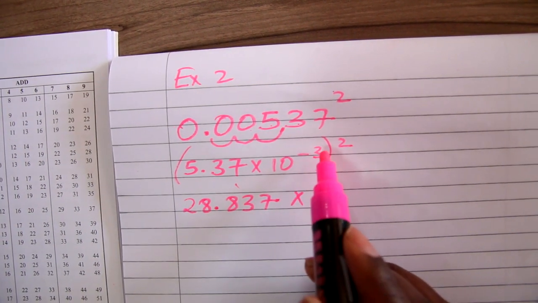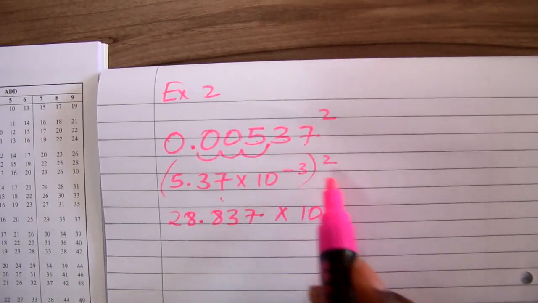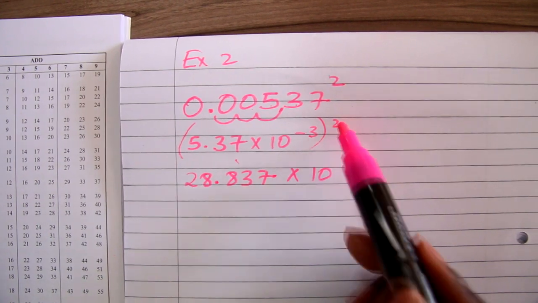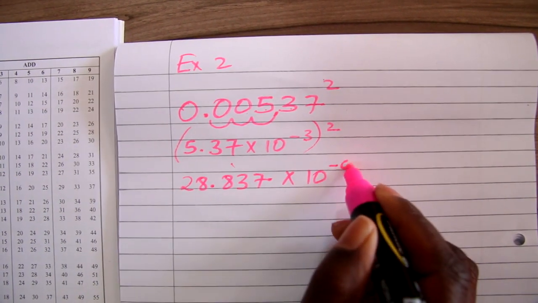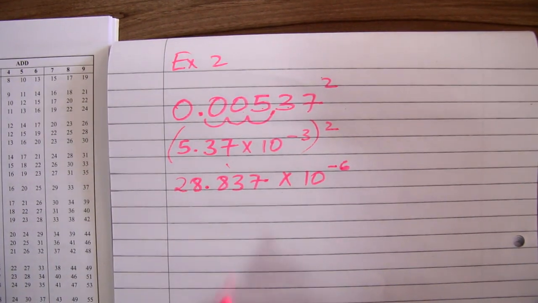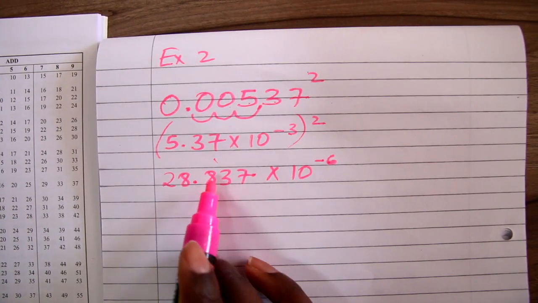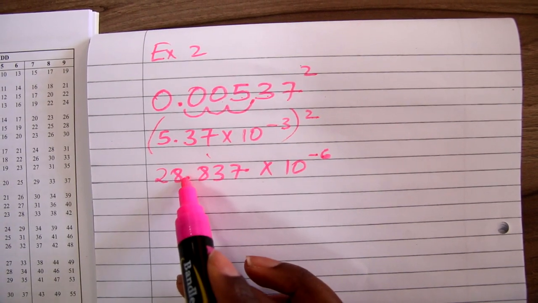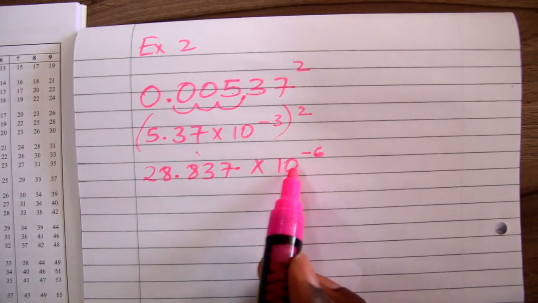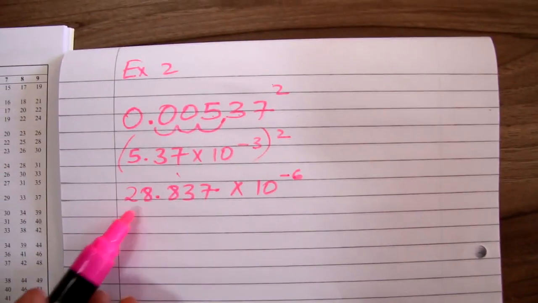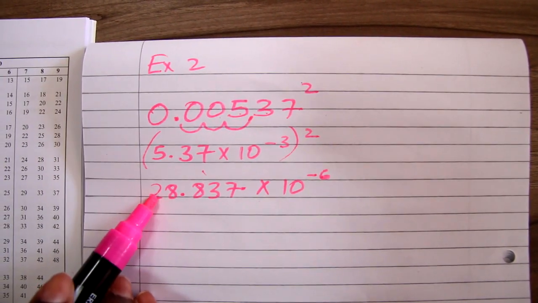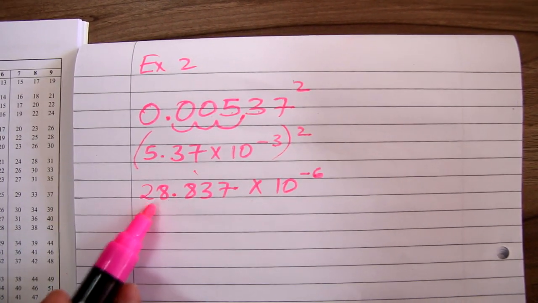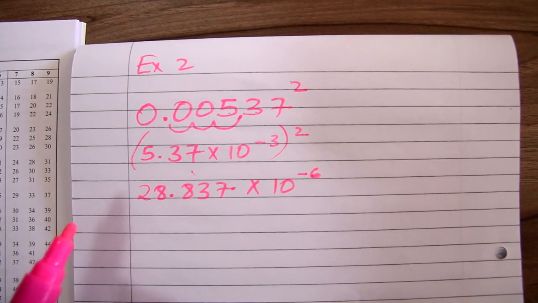Then you multiply by 10 power. So you want to get the square of 10 power negative 3. Like we have discussed, we will just multiply negative 3 by 2, which is equal to negative 6. Now if we need to write this back in number form, we will move the decimal point backwards 6 times. Since we already have 2 digits here, we need to add another 4 zeros so that we will have moved the decimal point backwards 6 times.